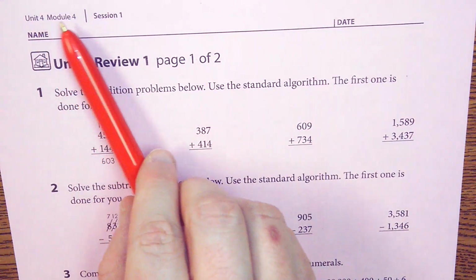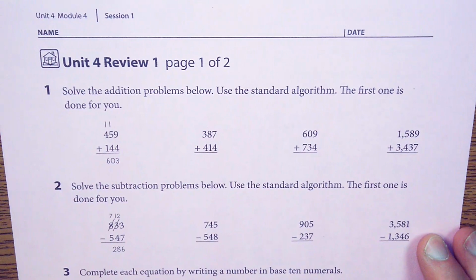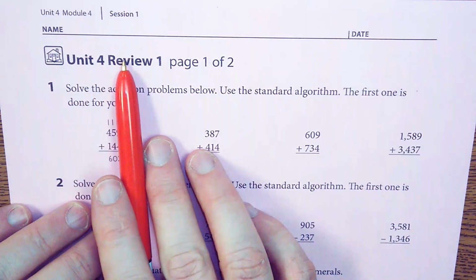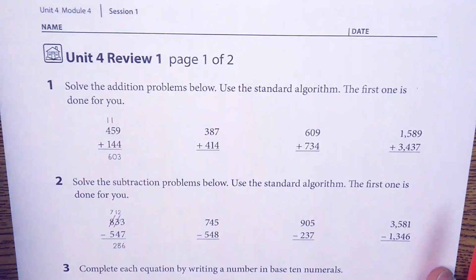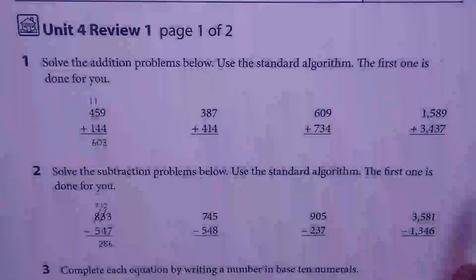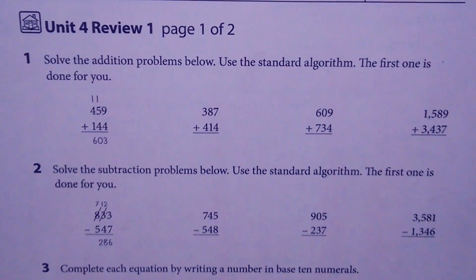Hello, this is Unit 4, Module 4, Session 1. The name of this home connection is Unit 4 Review 1. It's a two-pager. Put your name and number at the top, please. As you might guess from the title, these are things that you should be familiar with after doing Unit 4.